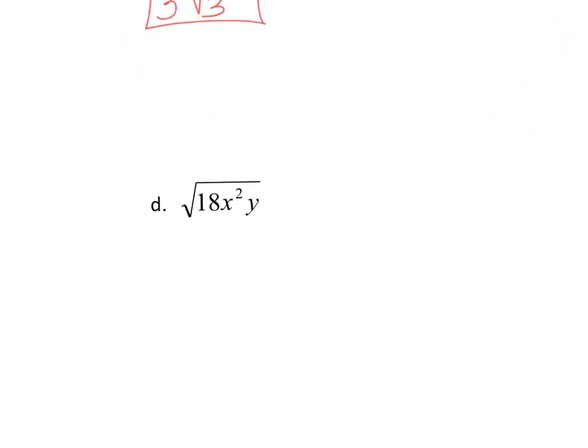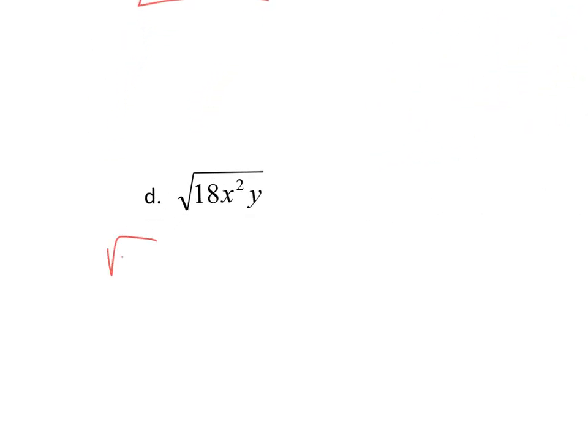Okay, same process. Break this up. I like breaking it up. It makes it easier for me, but you don't have to if you don't want to. 18 breaks up into 9 and 2. Which one's perfect? The 9. Square root of 9 is 3, and you'll keep 2.